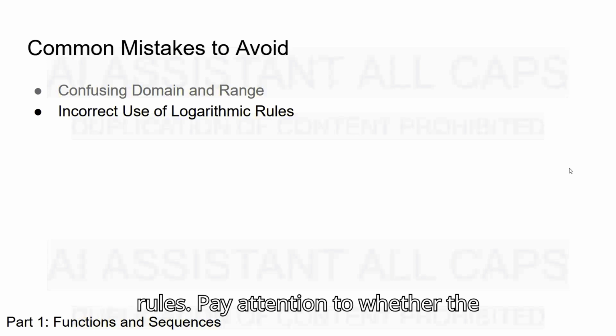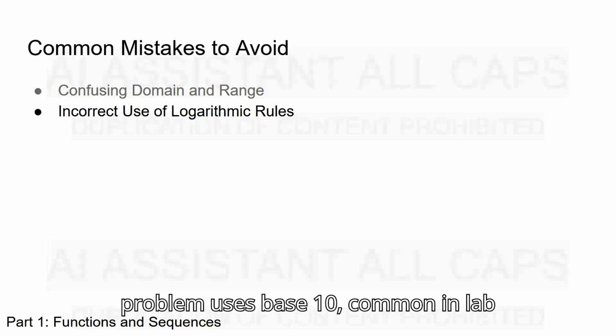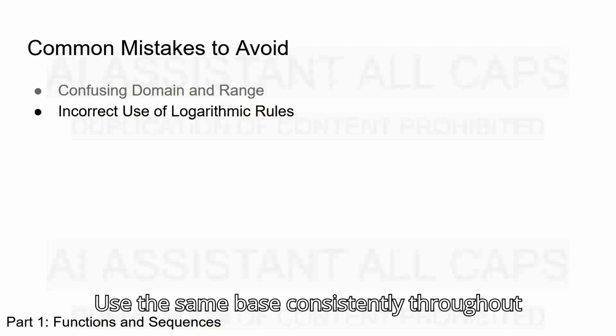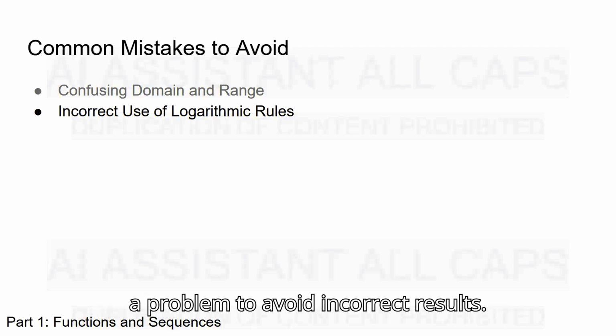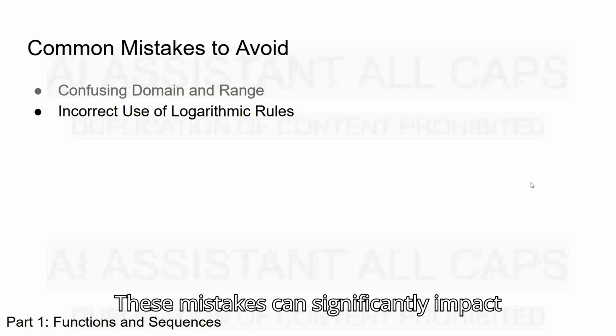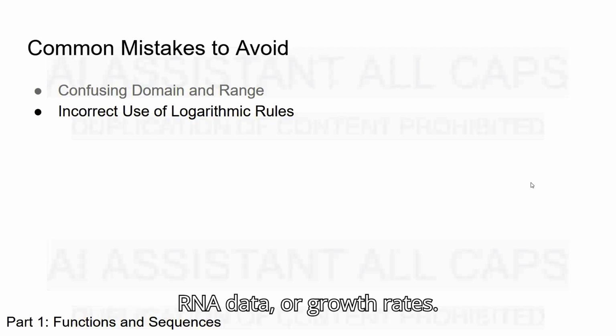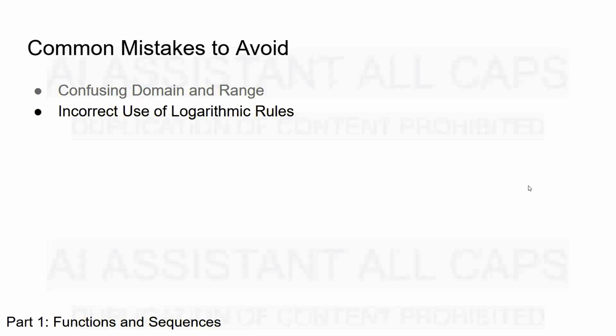Pay attention to whether the problem uses base 10, common in lab data, or the natural base e, common in biology and calculus. Use the same base consistently throughout a problem to avoid incorrect results. These mistakes can significantly impact your interpretation of pH values, RNA data, or growth rates.